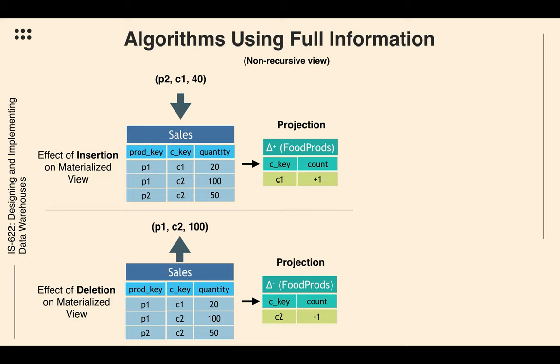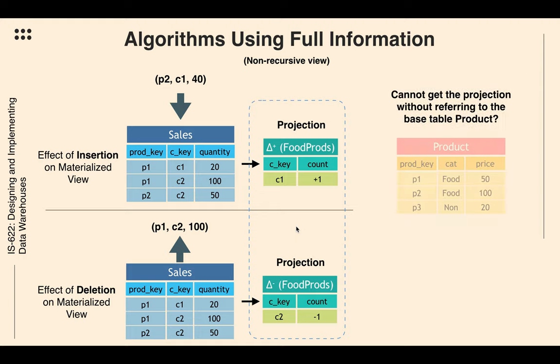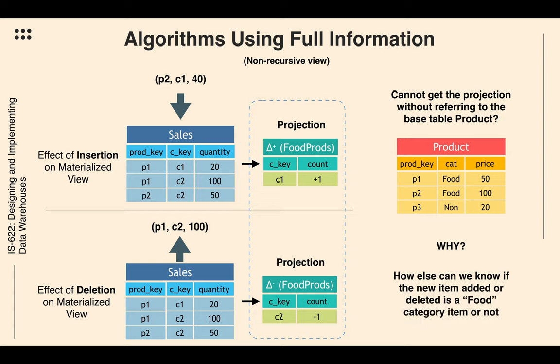Why do we call this approach, this algorithm, full information? Because you can see that we did insertion and deletion and we created the projection tables. When I created this projection table, I cannot get the projection values without referring back to the base table called product, because I don't know if this P2, which is purchased by C1, or this P1, which is purchased by C2, is a food product or not. So unless and until I know that, I cannot know whether to add it to the projection or not.